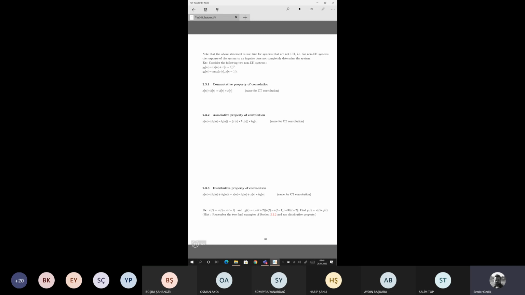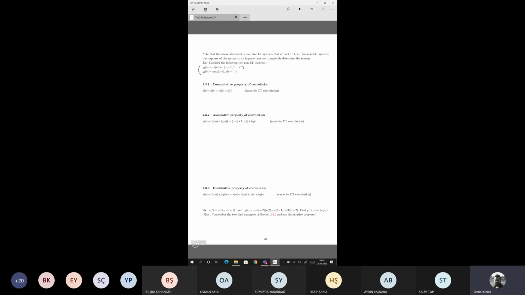The statement tells you that if you have an LTI system, you can find and characterize its properties, whether it is memoryless or causal or whatever it is. But if you do not have an LTI system, so if your system is non-LTI, then the impulse response does not completely determine the system. So here I have two examples. You can verify by yourself that those two systems are actually non-LTI systems.